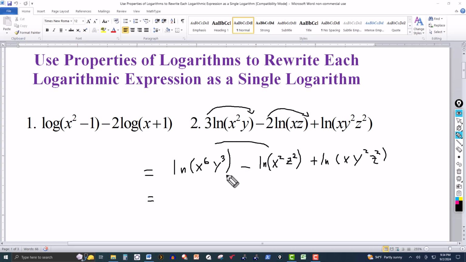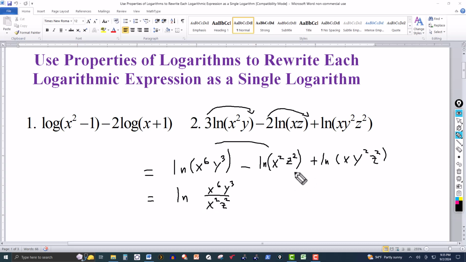Here I have a difference of 2 logs, so one of the properties tells me that I can write that as a single log by forming a fraction. So in other words, it's going to be this quantity over this quantity. So this will be x squared y to the third over this one here.